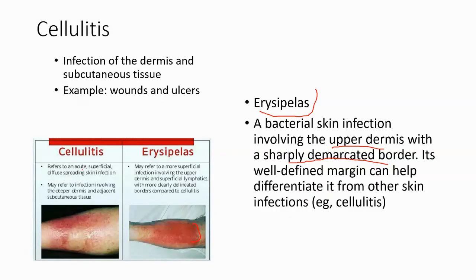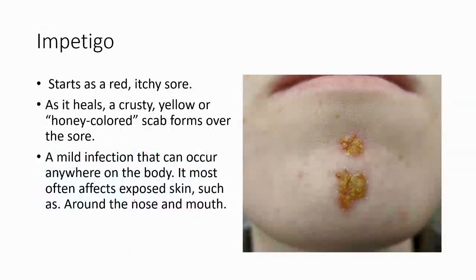So cellulitis refers to an acute, superficial, diffuse spreading skin infection. It may refer to infection involving the deeper dermis and adjacent subcutaneous tissue. So there's not as much demarcation and it's deeper. And erysipelas refers to more of a superficial infection involving upper dermis and superficial lymphatics with a more clearly delineated border. That's the difference between the two. And that is caused by bacterial infections.